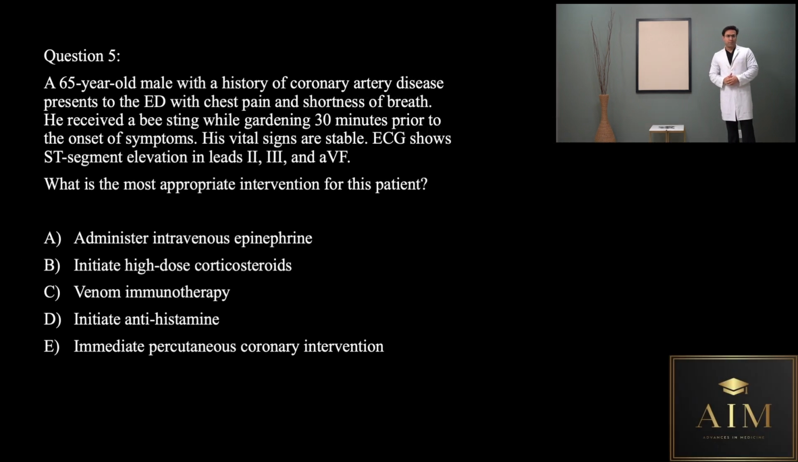Question number 5. A 65-year-old male with a history of coronary artery disease presents to the emergency department with chest pain and shortness of breath. He received a bee sting while gardening 30 minutes prior to the onset of symptoms. His vital signs are stable. ECG shows ST segment elevation in lead 2, lead 3 and AVF. What is the most appropriate intervention for this patient?